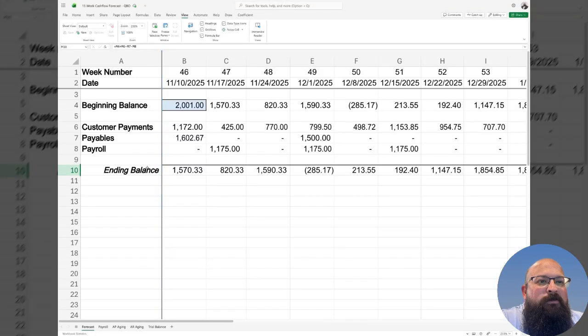All right, so this is a 13-week rolling cash flow forecast that we've put together. The file will be available. There's a link down below if you haven't already gotten a hold of it. But this will talk you through how it works. So this is the actual forecast, but we need to talk about what makes it work.